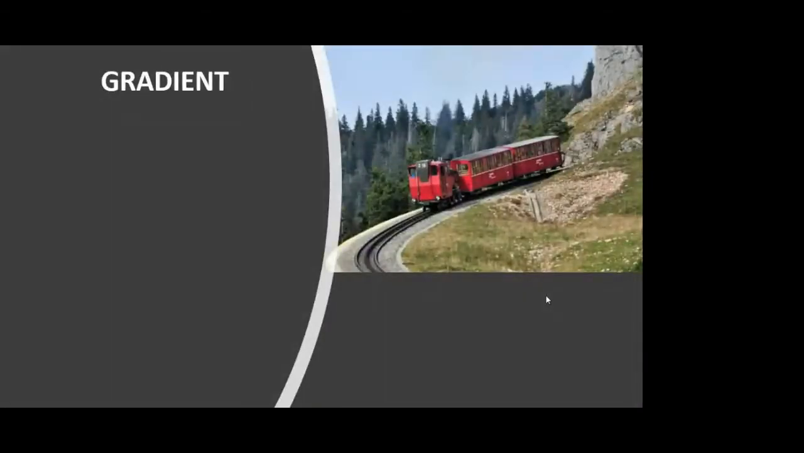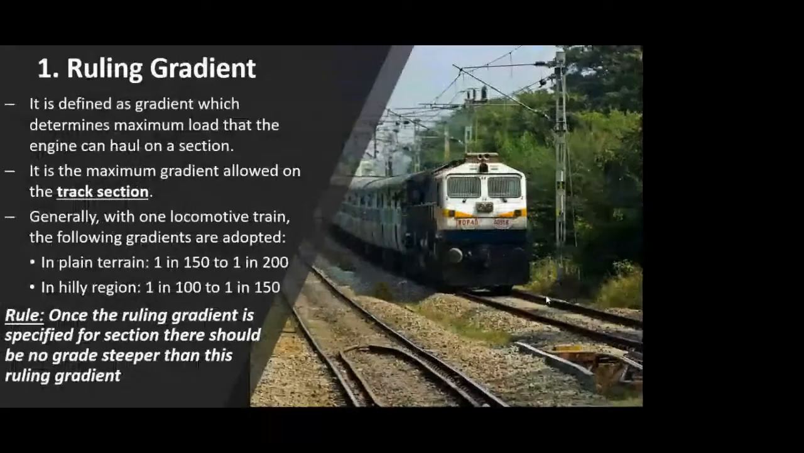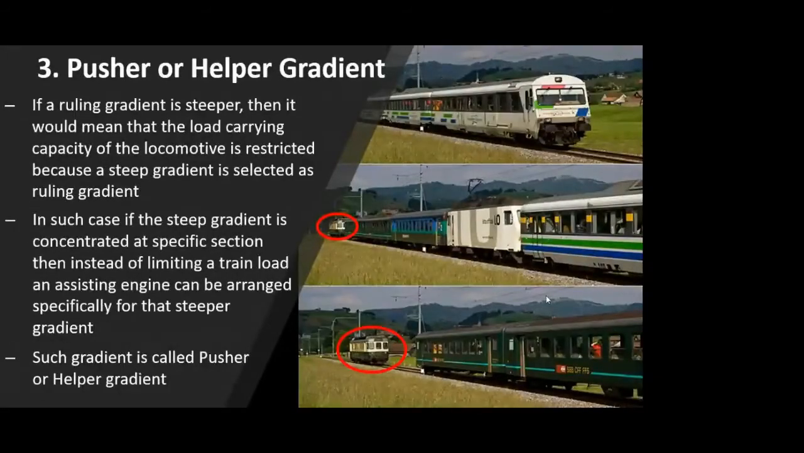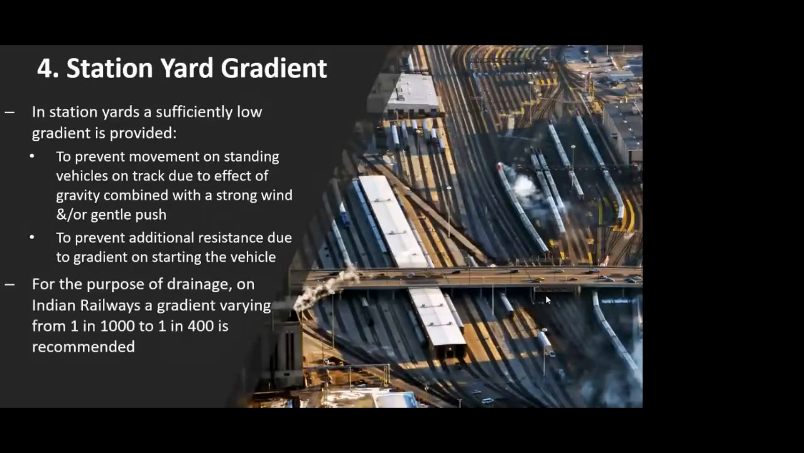So, for the last two lectures, we were discussing gradient, what a gradient is actually all about, why it is provided, how it can be expressed. Then we saw the main four types of gradient. The first one is the ruling, the second is the momentum, the third is the pusher or helper gradient, and the last is the station yard gradient.